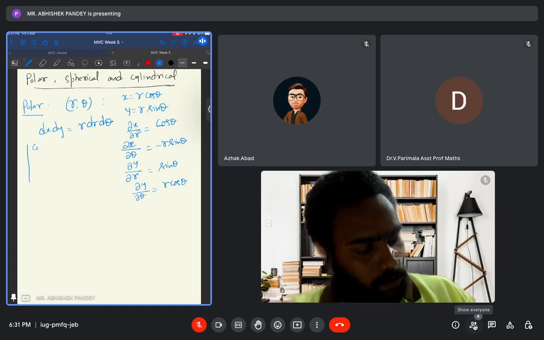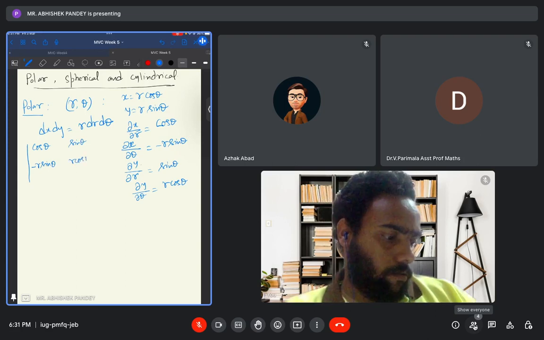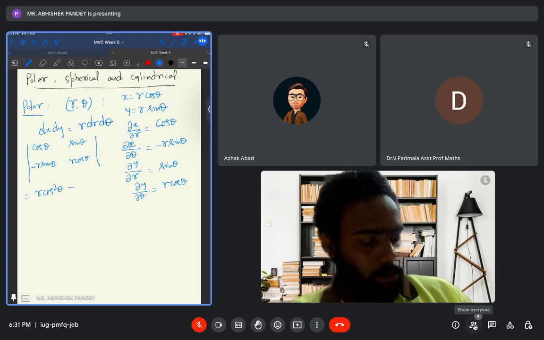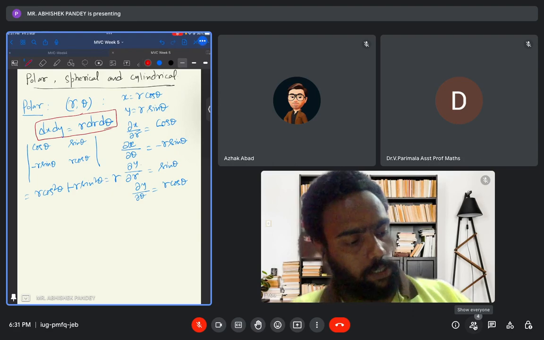So this will become the Jacobian: cos theta, minus r sin theta, sin theta, r cos theta. So this is nothing but r cos square theta plus r sin square theta. So this is r. So from this we are getting this one. So this is your polar coordinate change.